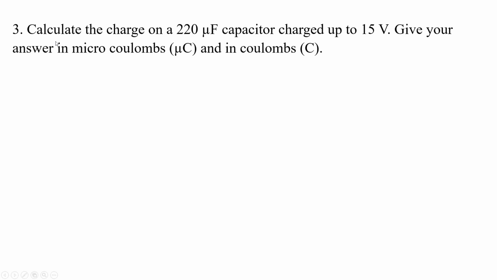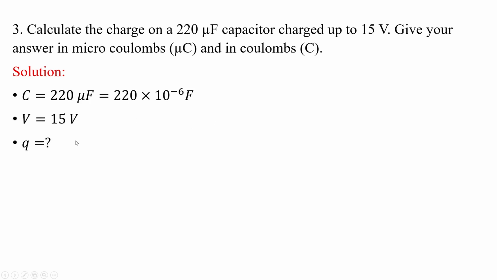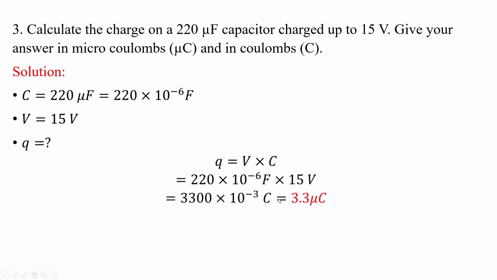Question number 3. Calculate the charge on a 220 microfarad capacitor charged up to 15 volt. Give your answer in microcoulomb and in coulombs. Now here the given data is that of capacitance, that is 220 microfarad. And we know that micro is a very small unit, that is 10 raised to power minus 6 Farad. And given voltage is 15, so we need to find the charge. We know that the charge is the product of voltage and capacitance. Putting the values in the equation, we get the charge to be 3300 into 10 raised to power minus 3 coulomb or 3.3 microcoulomb.